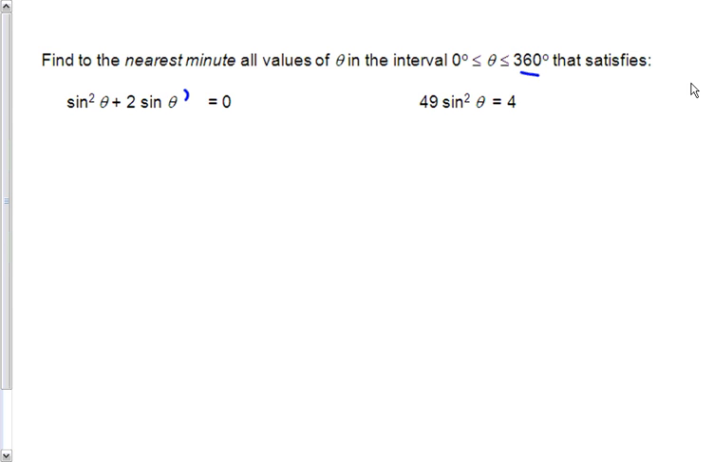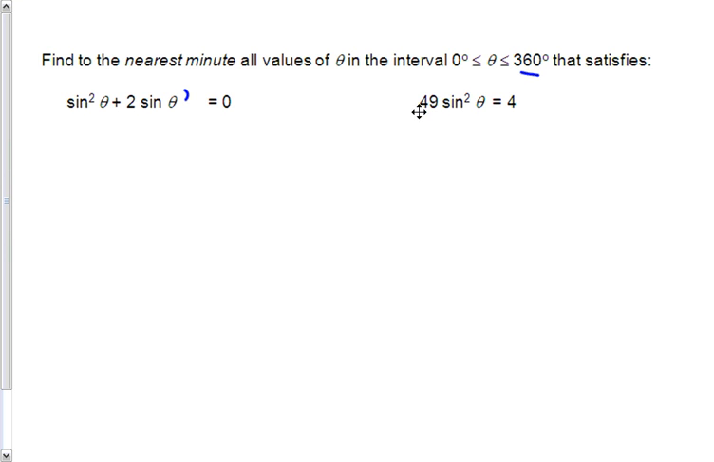All right, we're going to say 49 sine squared of theta equals 4. Our goal, again, is to find the solutions to the nearest minute. Can I solve this? Now, this one only has one term, one sine squared. Our goal is to put it all on one side. If I only have one thing, it's like a linear equation, just get it by itself.